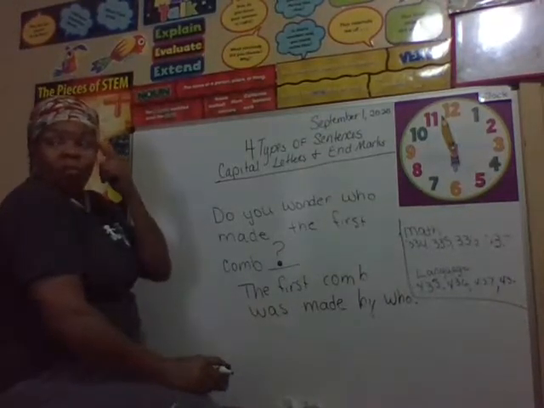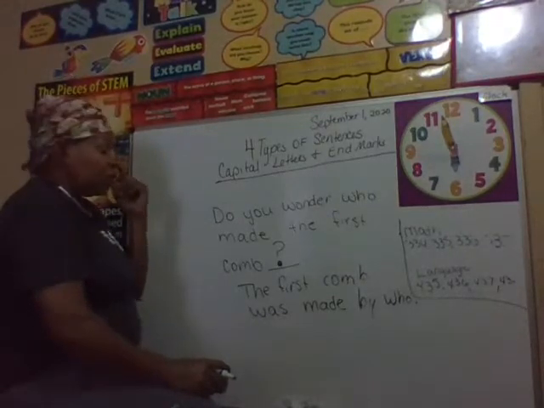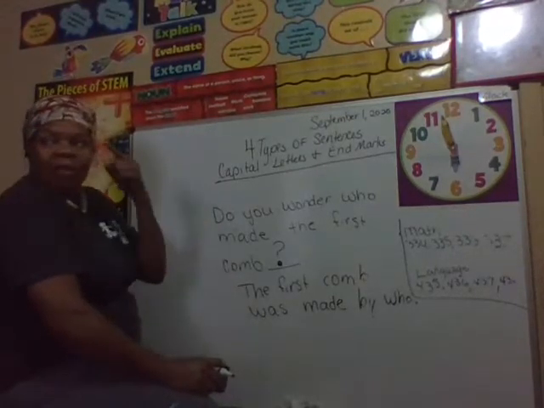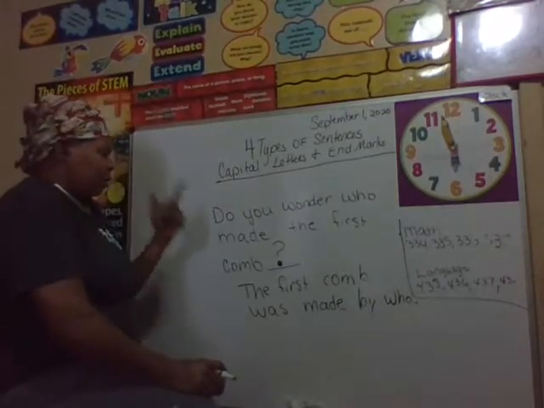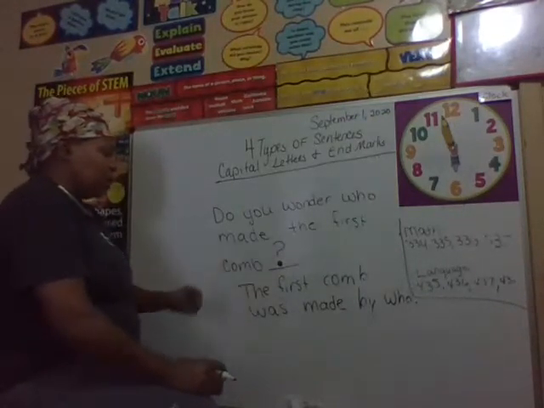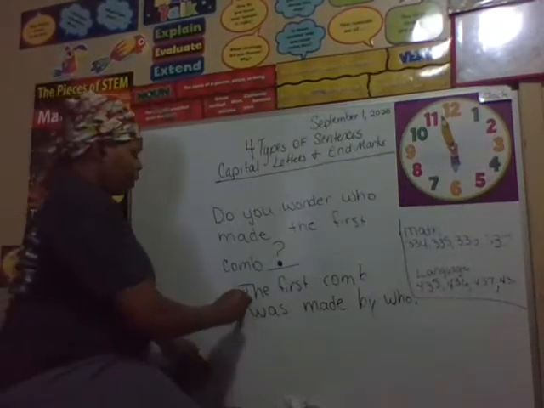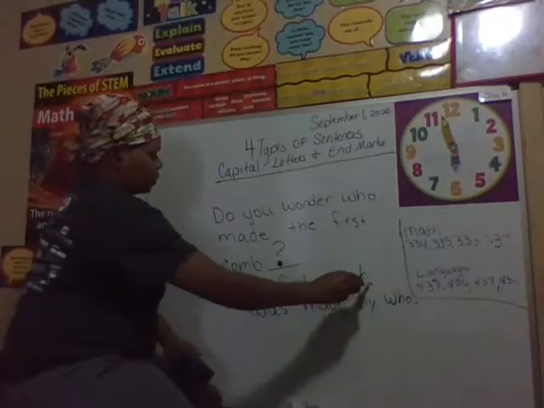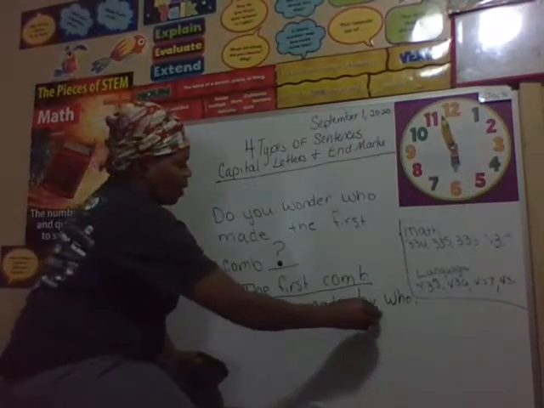We're still wondering in our minds, but it's no longer a question. It's no longer an interrogative sentence. Now it's a thought in our minds. The first cone was made by who? So now the subject would be the first cone. What is the predicate? Was made by who?